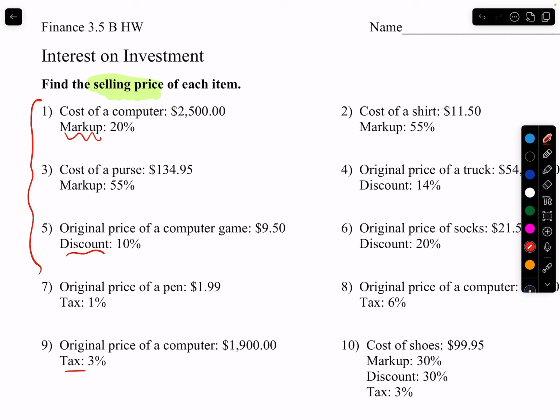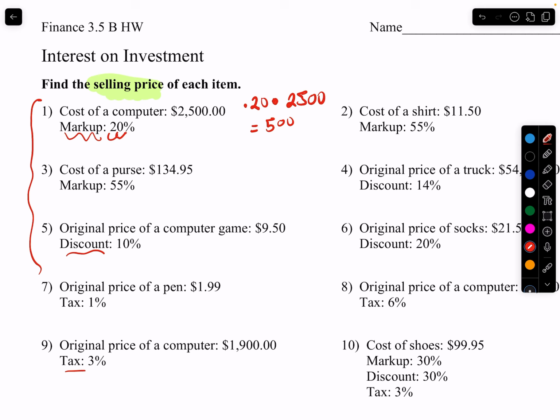So if the original price was $2,500 and we have a 20% markup, that means that we're going to pay 20% more, or 20% would be 0.20. You move the decimal place 2 places. 20% of $2,500 is, I think, $500, right? So we're going to pay $500 more. So the price would be $2,500 plus 500 more, or $3,000.